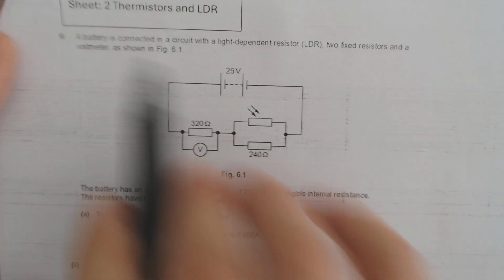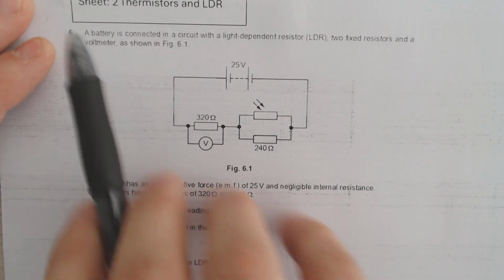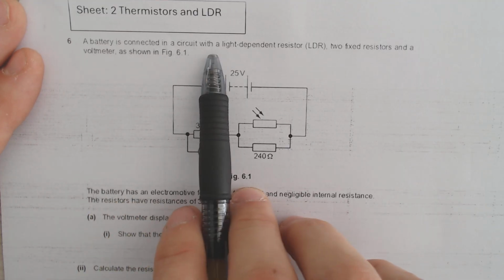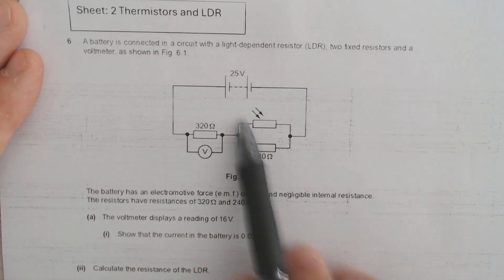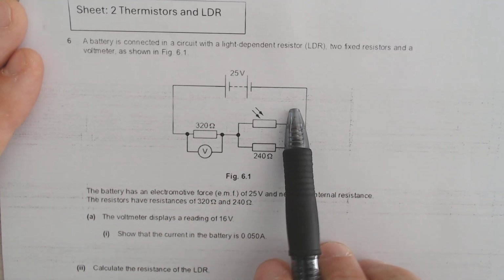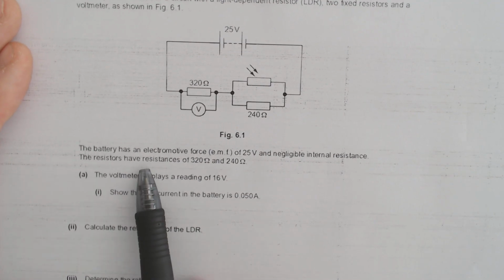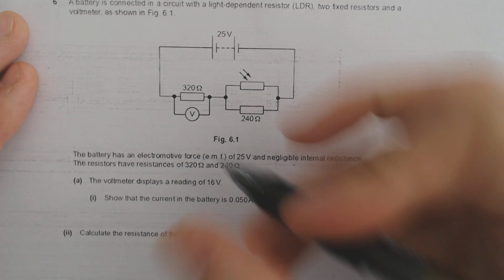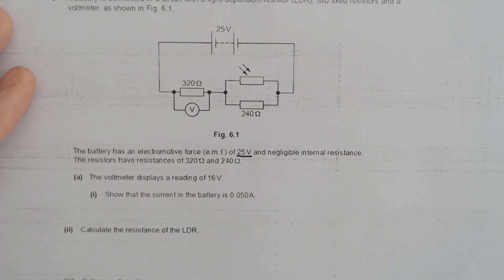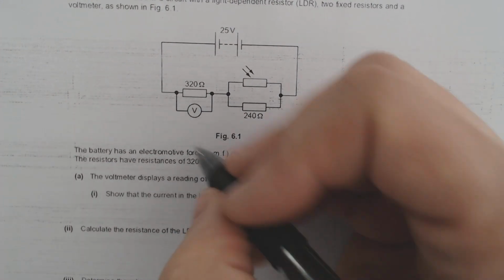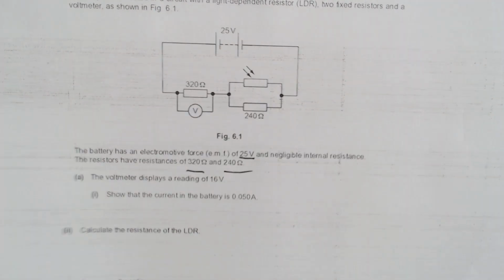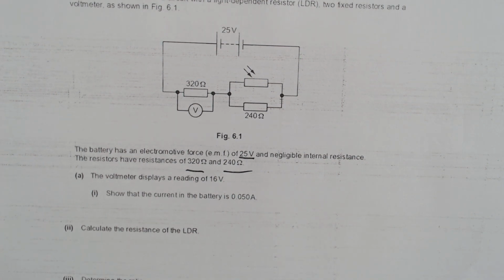All right. Thermistors and LDRs. I think I've done this one in the past. A battery is connected to a circuit with a light-dependent resistor. That's the one with the lights, like the arrows. 2 fixed resistors, voltmeter reading here. The battery has an electromotive force of 25 volts, negligible internal resistance. 2 resistors are 320 and 240, all of which is in the diagram.